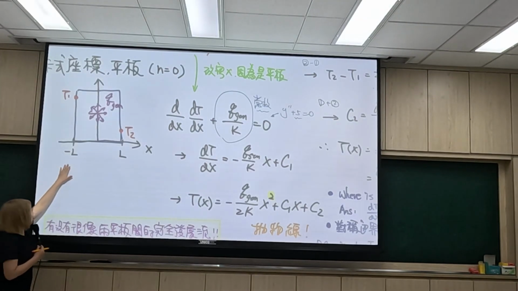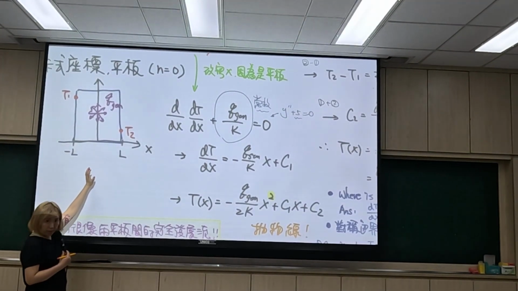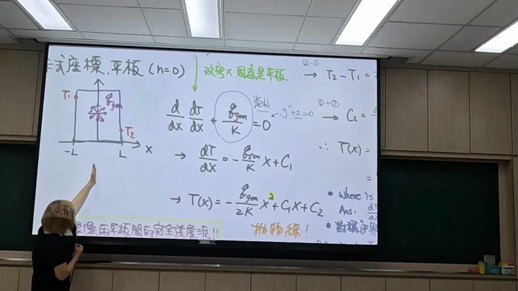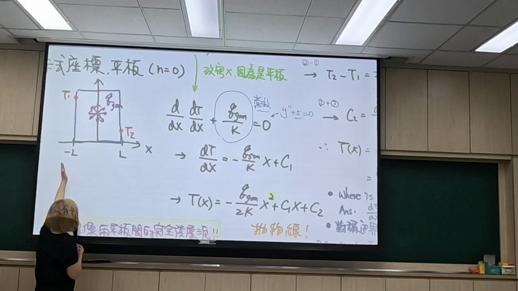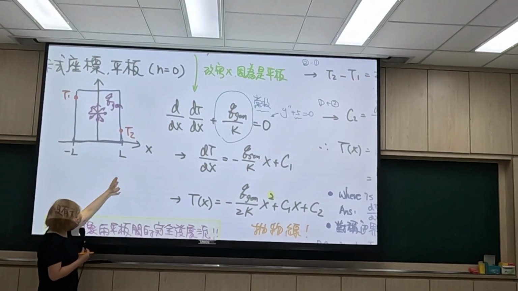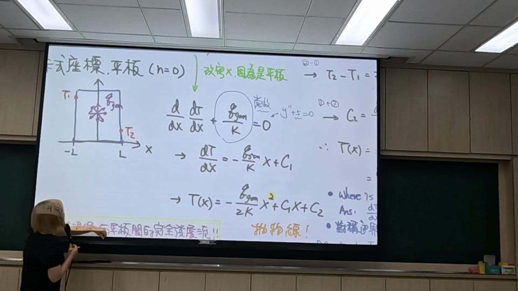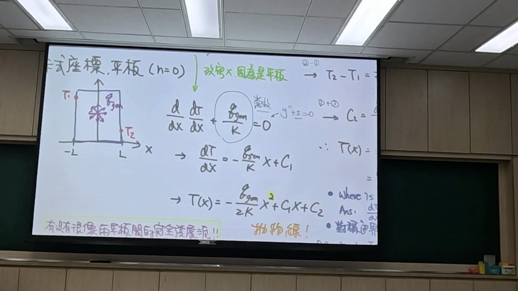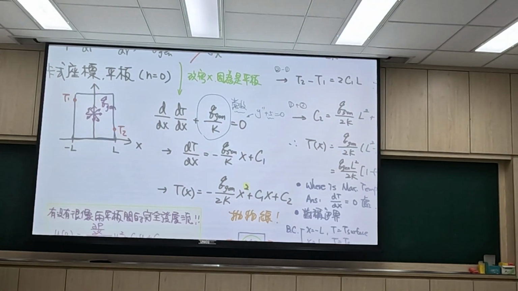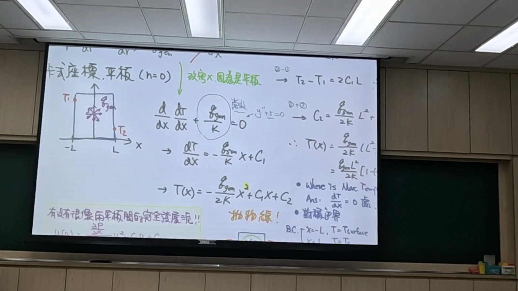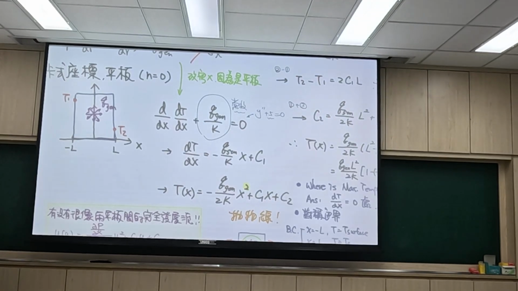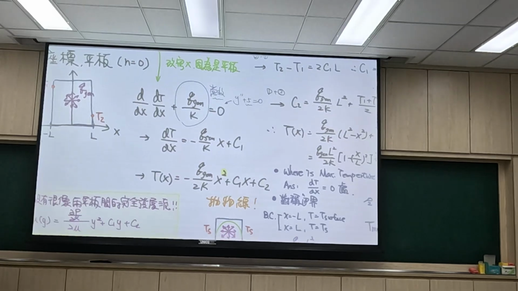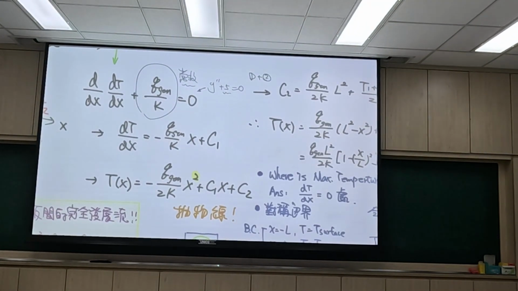So you draw this plate, with heat generation in the middle. To make it easier, we put it into a symmetric system. There's a central line, the thickness is 2L, one surface at minus L and one at L. With heat generation, you have a temperature on the two surfaces. Then we do the similar things, the integration, and find the first constant C1, and then the second, C2. Then we got a temperature profile with two constants here.